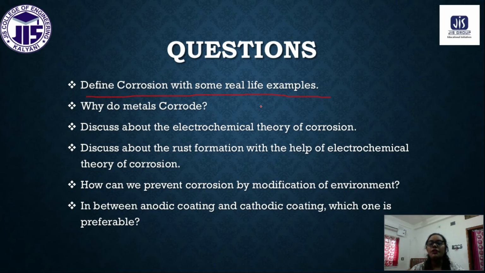So rust formation is one of the examples. Now everyone at home has silver jewelry. After some days, you can see that the silver jewelry turns black, as some black color coating forms. So this is also one of the examples of corrosion.